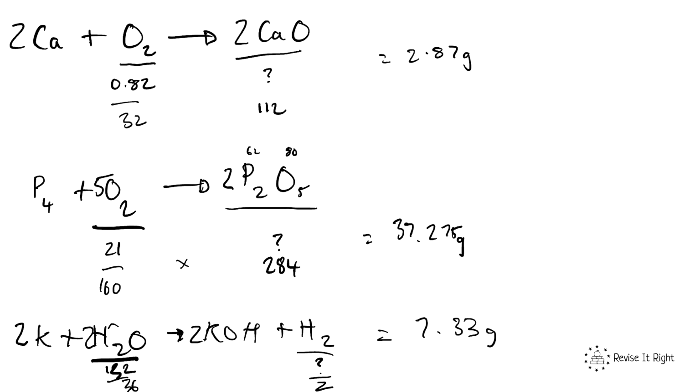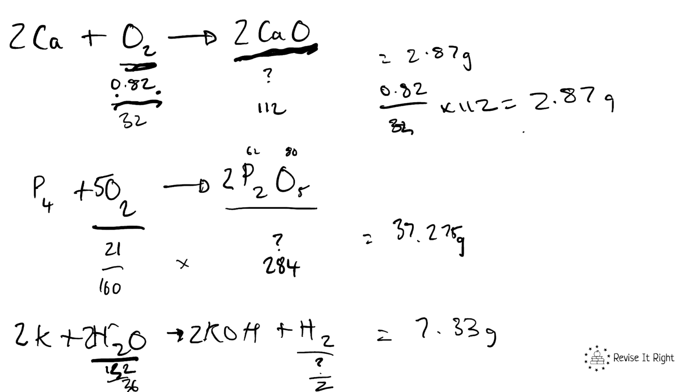So number 1, you should have gotten this as your balanced equation. So 2 calcium plus oxygen gives 2 calcium oxide. The mass of oxygen that it gave you was 0.82, and the MR of oxygen was 32, so O2 is 32. We put a question mark underneath our calcium oxide because that's what we're trying to work out, and our MR of 2 calcium oxide is 112. So you should have done 0.82 divided by 32 times by 112, and that would have given you 2.87 grams as your answer.